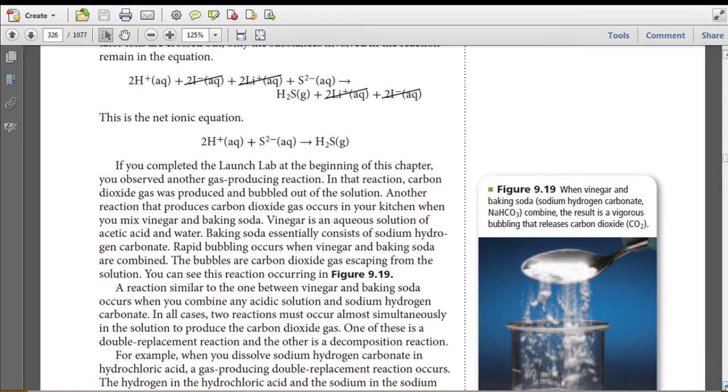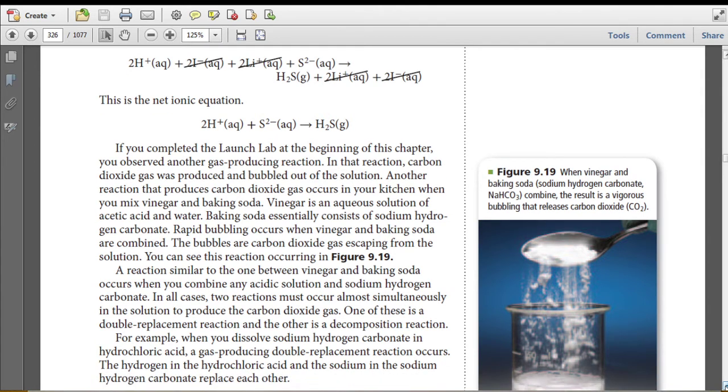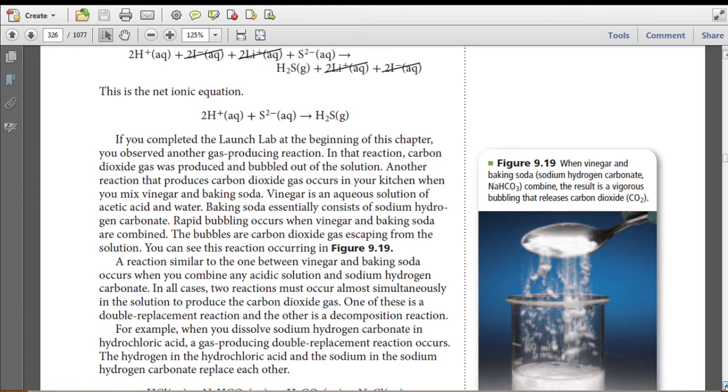In that reaction, in some reactions, carbon dioxide gas will be produced and bubbled out of a solution. And that's probably what we would observe in this chemical reaction as well, the production of bubbles. A reaction similar to one between vinegar and baking soda occurs when you combine an acidic solution and sodium hydrogen carbonate.